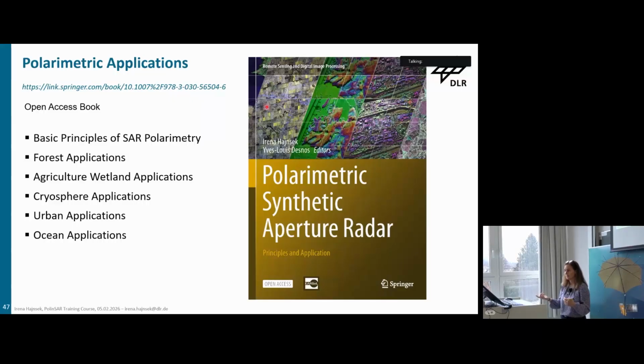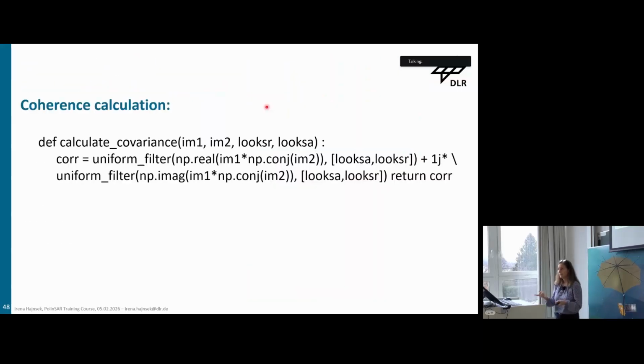What is interesting is that it covers different areas, as said: forest, agriculture, cryosphere, urban area, and ocean. There are different people contributing to it, and what is also interesting, there's code inside. So if you need code, you can check this. In the annex you have the code that you can download, and you can modify it however you like.